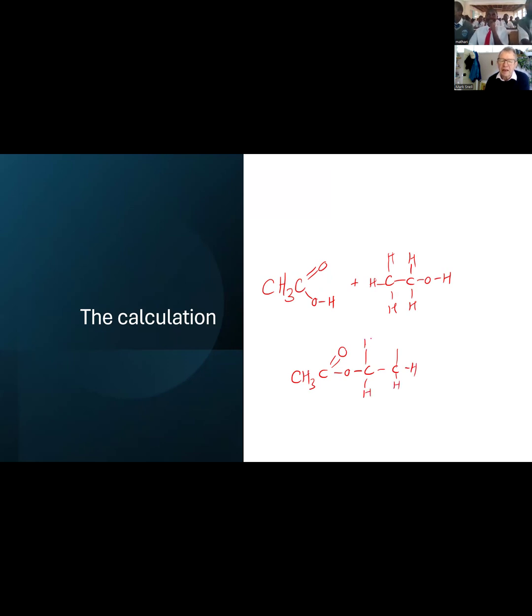It's very sweet smelling, a lovely sweet smell, like this. And they said, looking at these molecules, why is delta H 0?